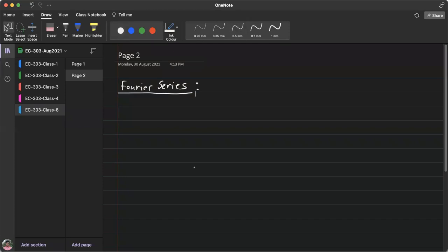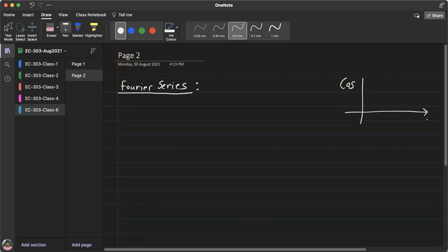So start with the fact that we all know what sine and cosine functions are. The cosine function is a periodic function that looks like this, and so on. This is 0. This is pi by 2. This is pi. This is minus pi by 2, and so on. Okay. So the cosine function is a periodic function with period 2 pi, and so is the sine function.